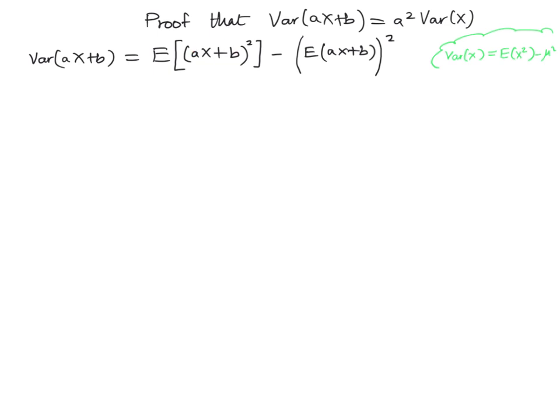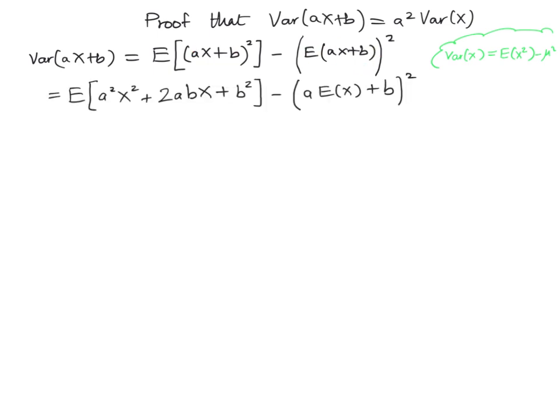Now I'm going to do some squaring and moving things out of the expected value to make it work. So here I squared out the ax plus b, so I get a squared x squared plus 2abx plus b squared. And then I pulled out the a and the plus b from the expected value of ax plus b. So it's a times the expected value of x plus b, but that stuff is still being squared.